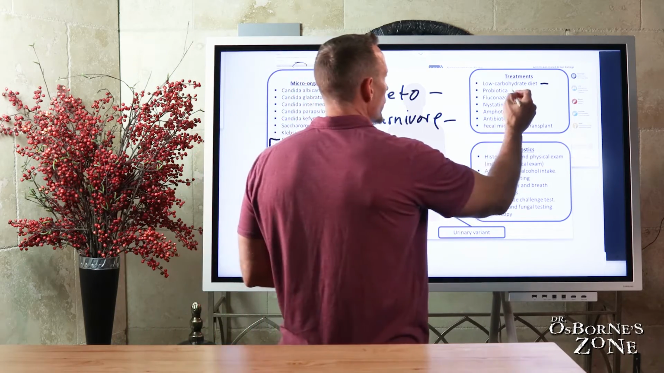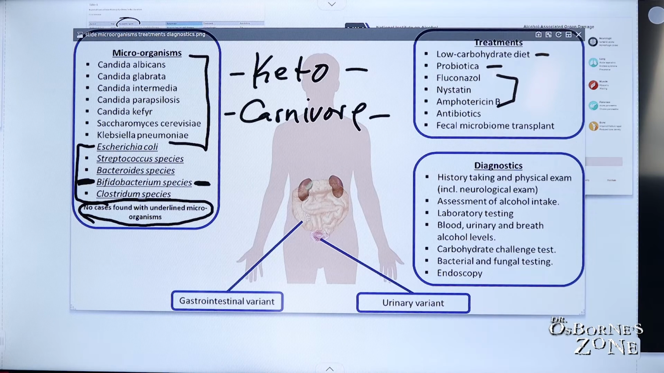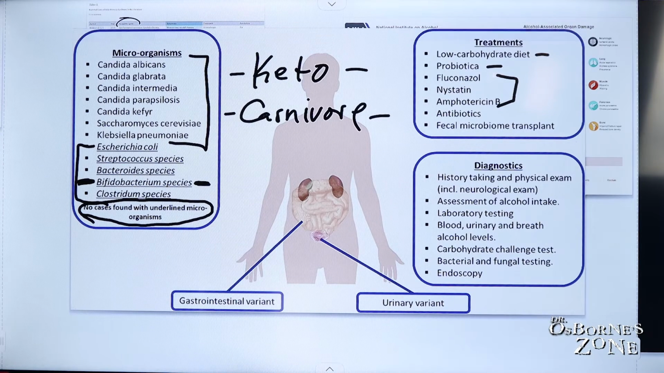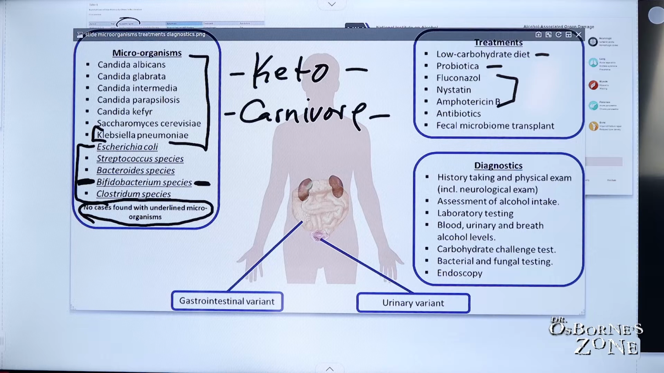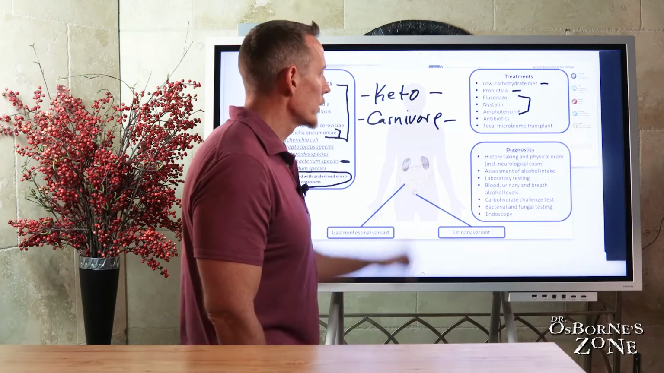You're also treating with probiotics and antifungals. A number of these are antifungals, fluconazole, nystatin, amphotericin B, and then antibiotics in the case where you have something like Klebsiella because it's a bacteria, right? And then the authors of this research study were recommending fecal microbiome transplants. In my experience, you don't need to take it that far. Really, these things here usually work really, really well.